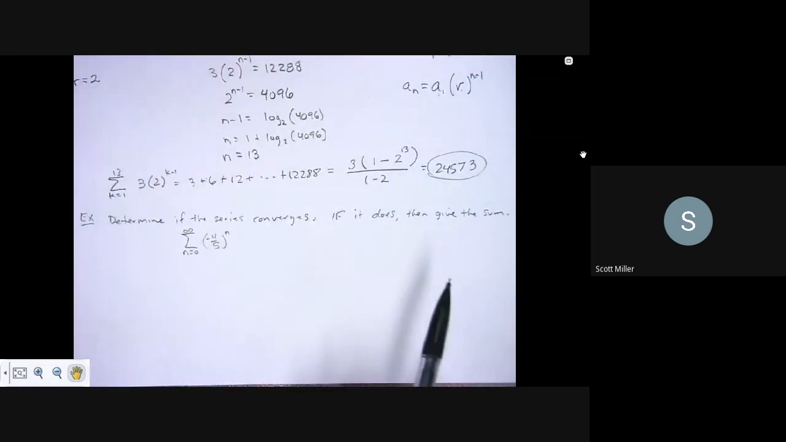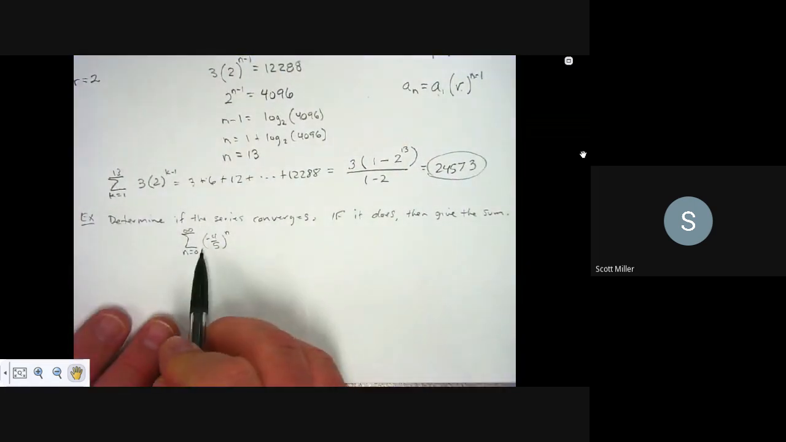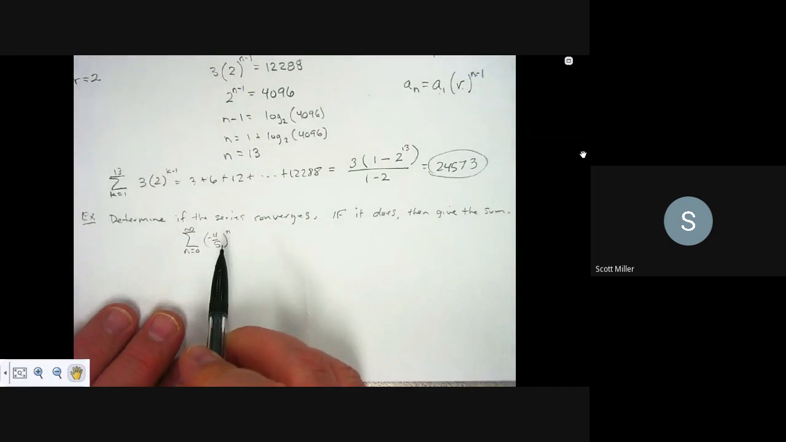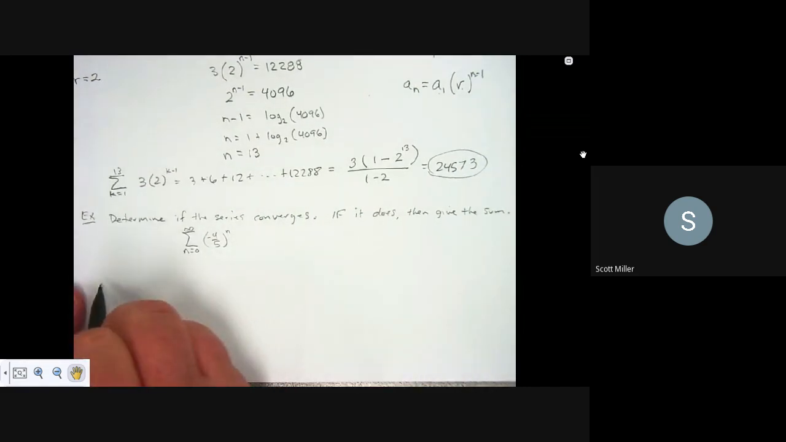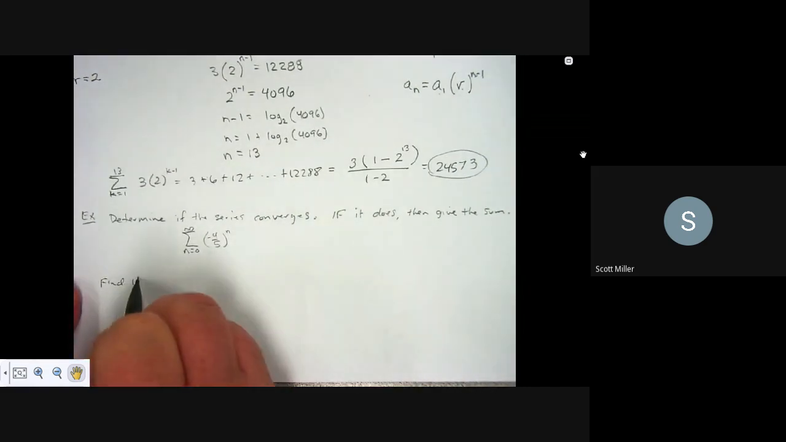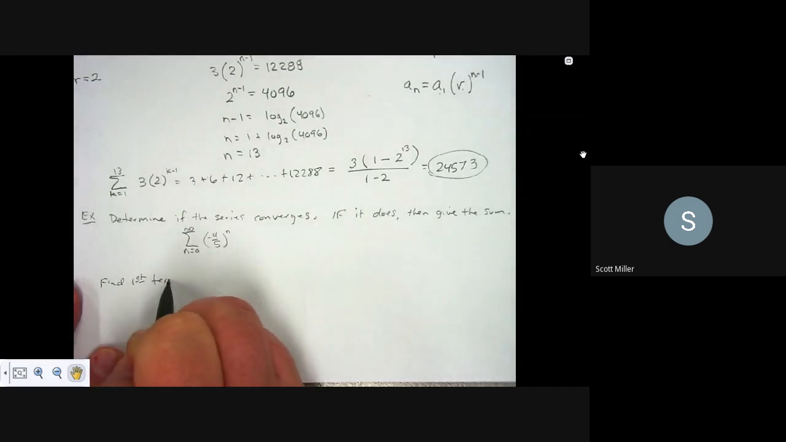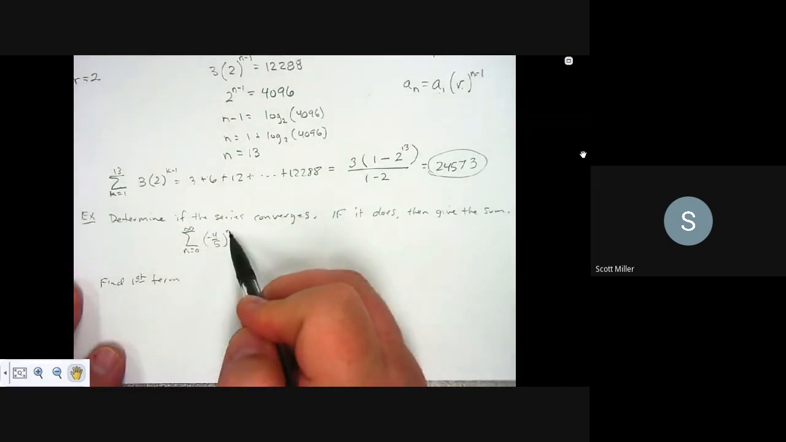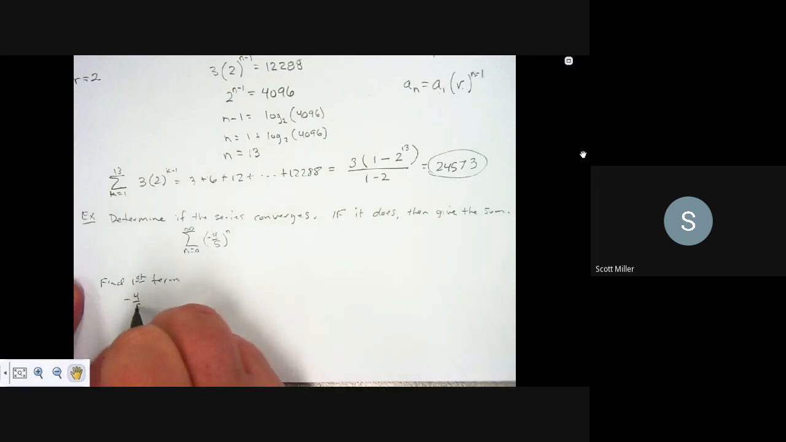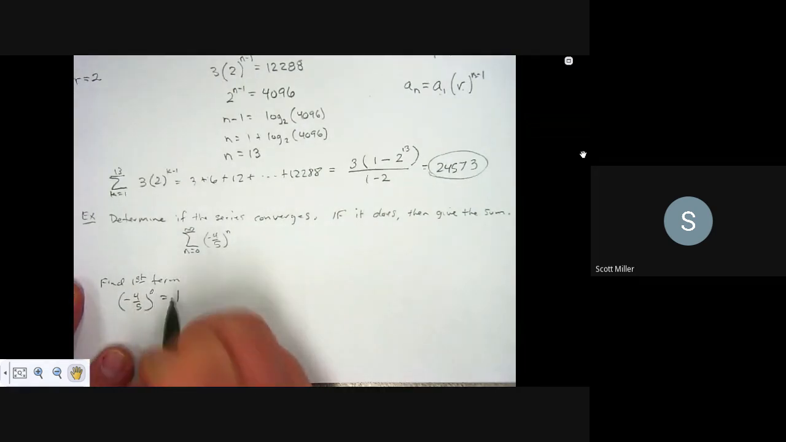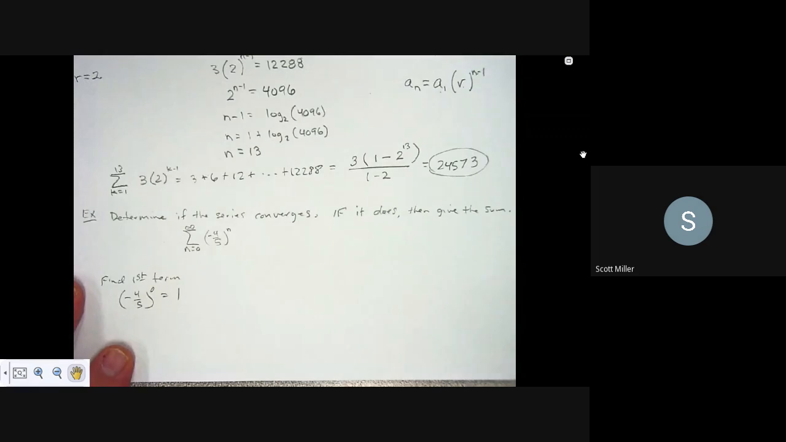So here's an example we're going to do. Let me pull it up over here. Determine if this series converges. If it does, find the sum. So the first thing I want to notice on this one is the two things I've got to do. I've got to find the first term. That means take the 0 and plug it in. If I plug in 0, I'm going to get negative 4/5 to the 0, which is 1. That is my first term.